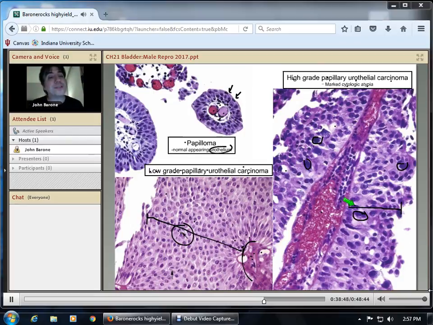I'm showing you this because I want you to know, what does it mean, low grade? What does it mean, high grade? They're never going to ask you to grade it, but they'll ask you, what does it mean? If it's high grade, what does it get? Well, low grade's better, high grade's worse.